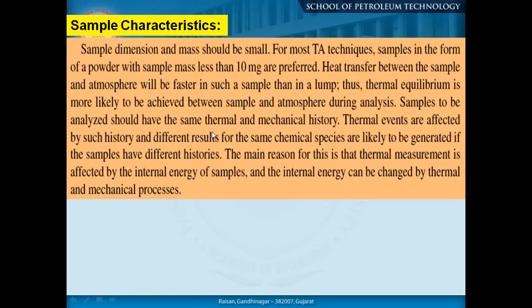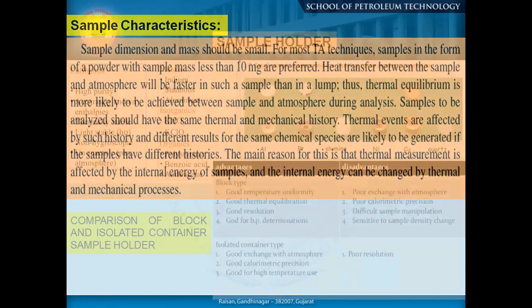Samples to be analyzed should have the same thermal and mechanical history. I just told you about the thermal history, and if it is a mixture, then definitely they may have a similar type of mechanical history as well as thermal history. Thermal events are affected by such history, and different results for the same chemical species are likely to be generated if the samples have different histories. The main reason for this is that thermal measurements are affected by the internal energy of the samples. If you have different mixtures and different samples with different thermal history or internal structure, they can also affect your data in the system.